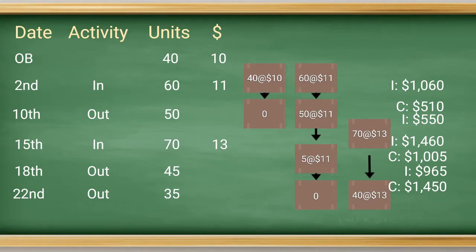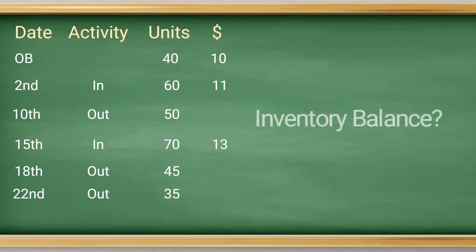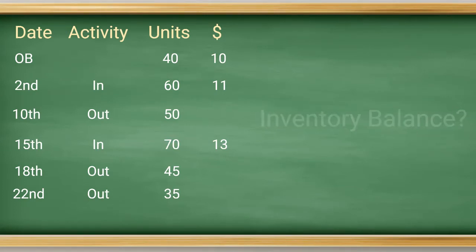Now, we did the math step by step, but what if we were presented with the activity for the month and told to figure out what the inventory balance as of the month end was? One way to do this is to go through the example in a linear fashion to see what inventory remains, and then do that math.